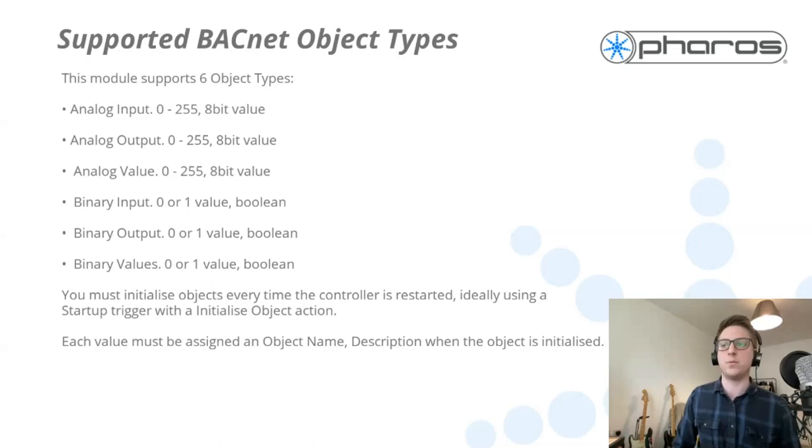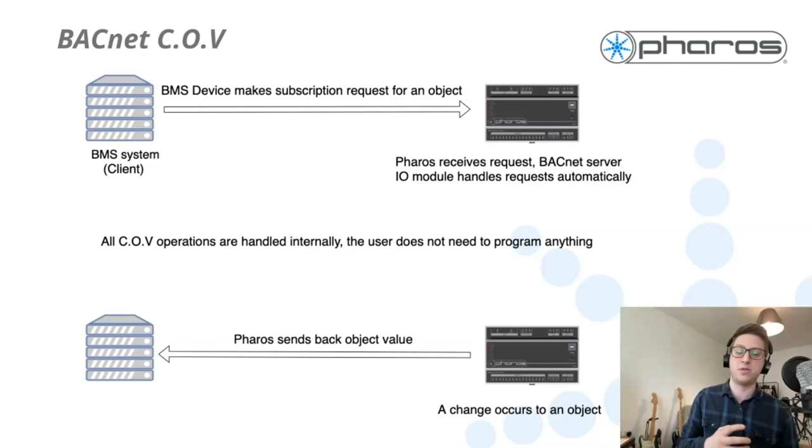So let's quickly go back to COV, change of values, because this is a really useful feature when using BACnet. The building management system, when it loads up, will make a subscription request for an object to Pharos, and it will say, every single time this value has been changed in this object, I want to know about it. As soon as we've received that request, we handle that all internally. And then as soon as a change occurs within Pharos, we push that data back to the BMS system. This basically means that the BMS system no longer has to poll Pharos continually to get the status of a certain value, which it typically may have to do if we weren't to support this feature.